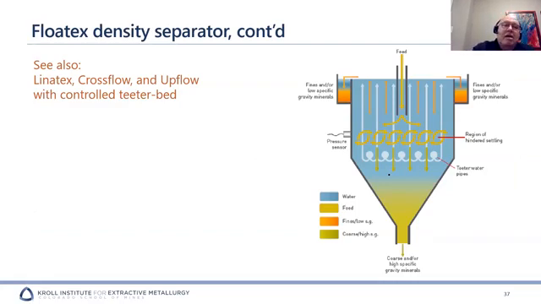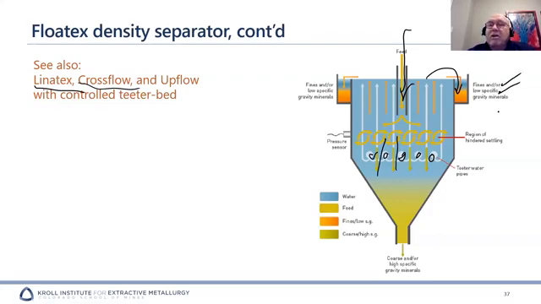There are other machines. I put this in here. There's the Linatex machine, there's the CrossFlow machine, and this is a Flotex. They all are teeter bed machines. You have feed coming in here, you have these pipes sitting about here, and you inject water through these pipes, and the water rises up because you have this overflow here. The overflow is the fines or low specific gravity material that comes out over the top, and the coarse material comes out the bottom.